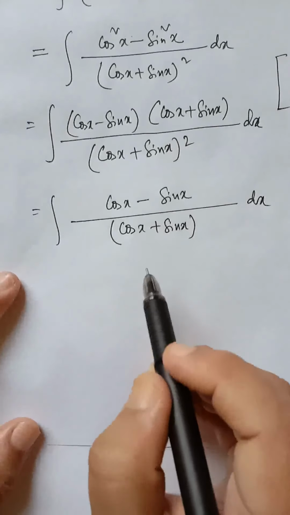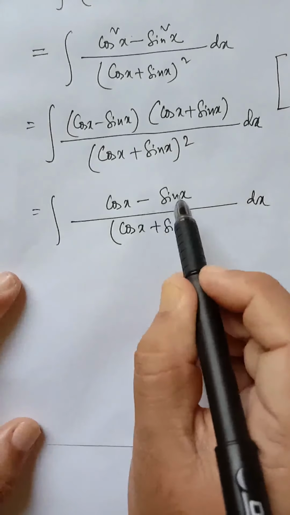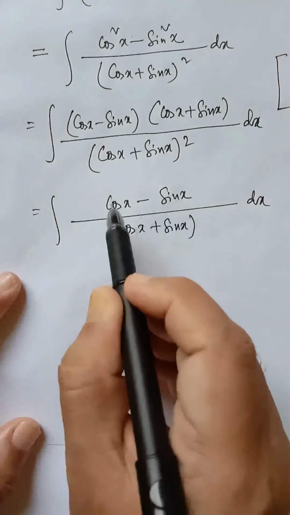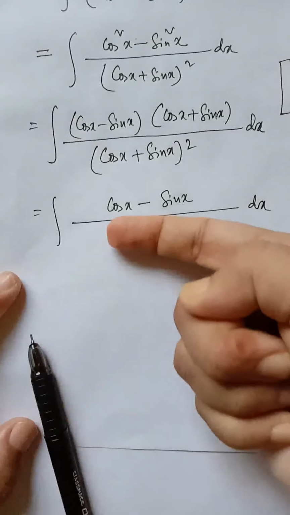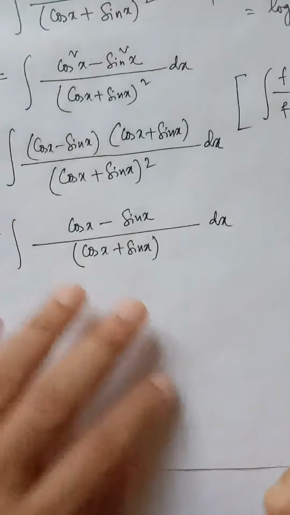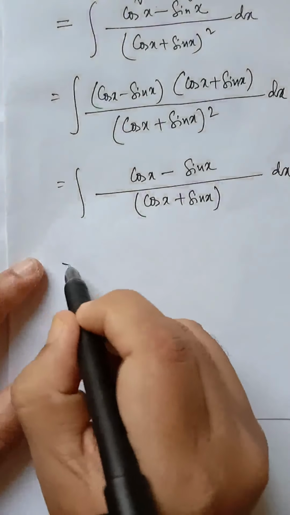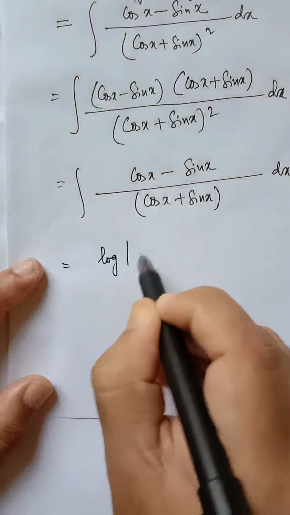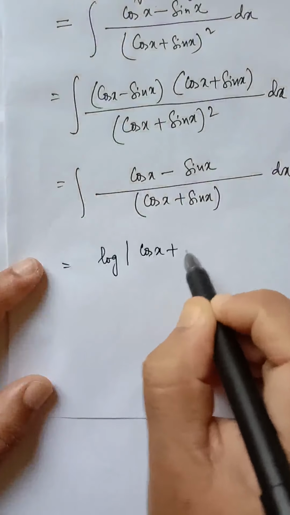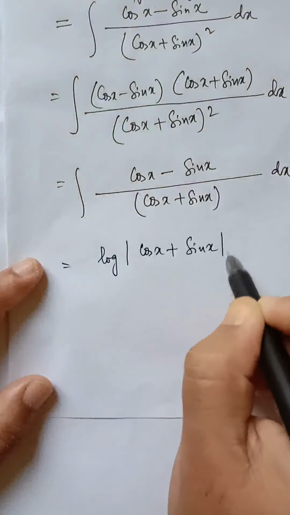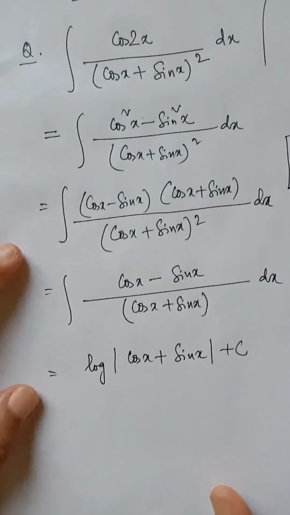Now you can see derivative of cos x plus sin x is minus sin x plus cos x. So this is our fx and this is our f dash x. And we know f dash x by fx integrates to log of fx. So using this, it will be log of cos x plus sin x plus c. So this is the answer.